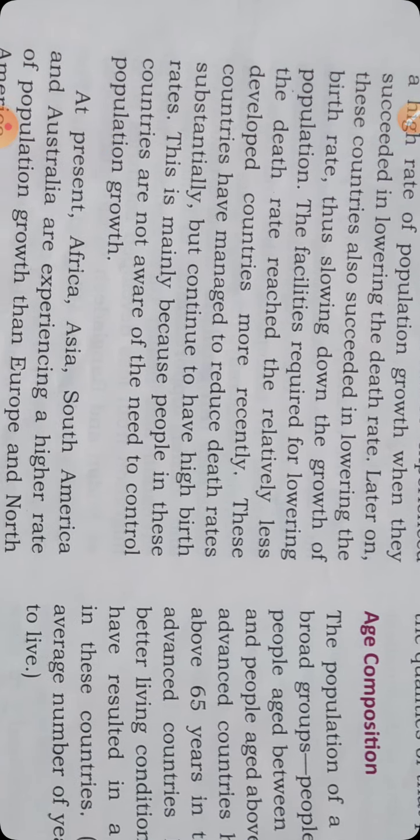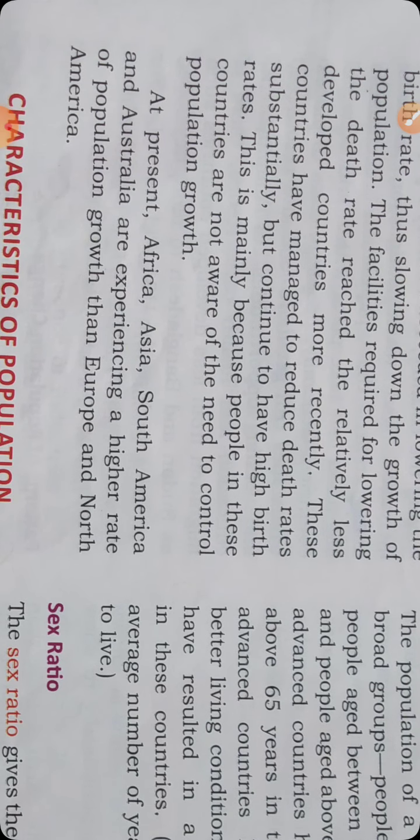This is mainly because the people in these countries are not aware of the need to control the population. At present, Africa, Asia, South America, and Australia are experiencing a higher rate of population growth than Europe and Northern America. So that is where there are different countries who are not aware.